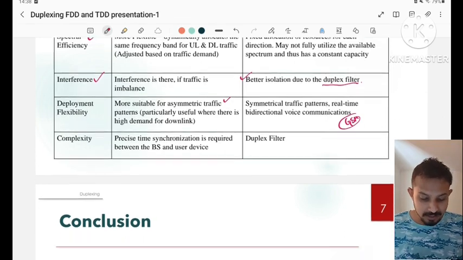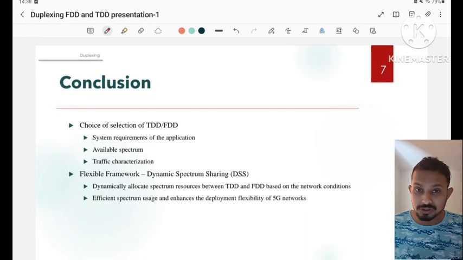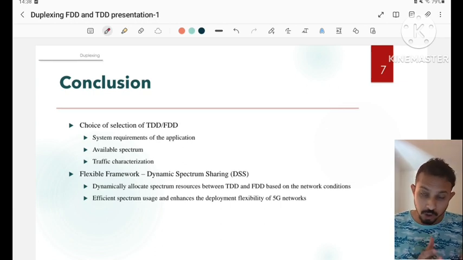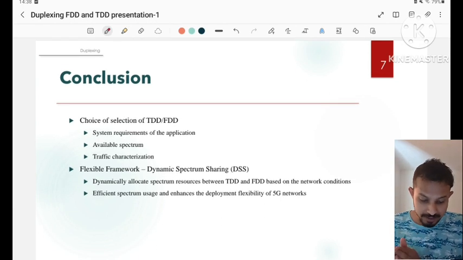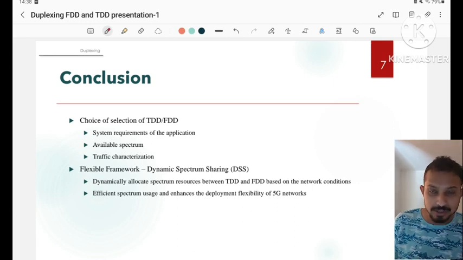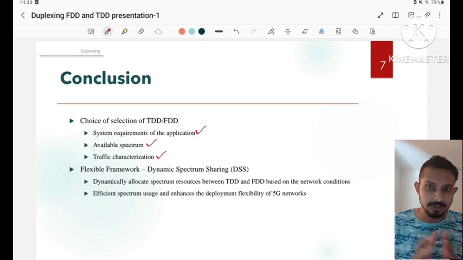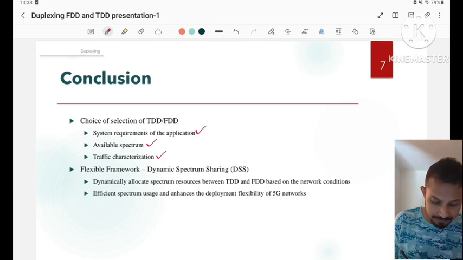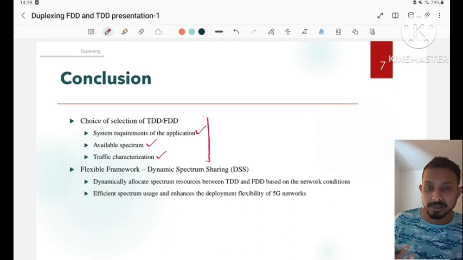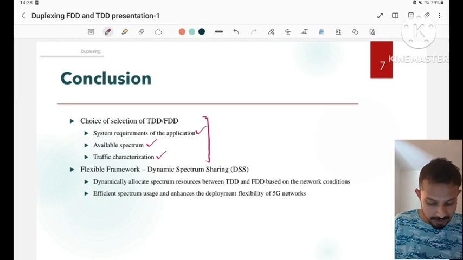So now we have studied TDD and FDD, and we reach the conclusion. The choice between TDD and FDD is based on the system requirements of the applications. What are the applications? What is the available spectrum? What are the characteristics of the traffic? How we need to manage the traffic according to the application and the requirements of the mobile user. So these three factors show us which scheme to use, either TDD or FDD.